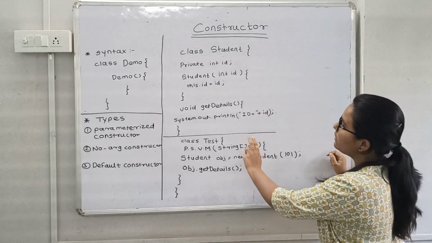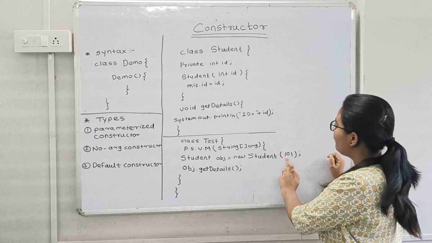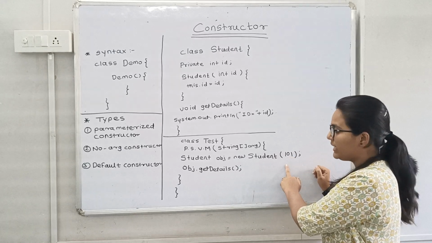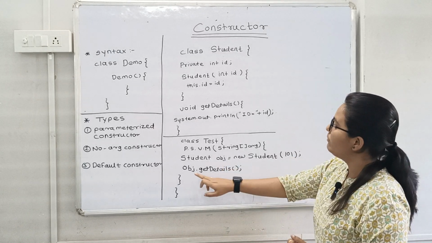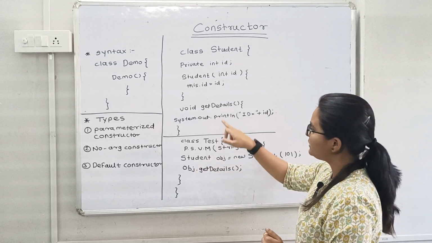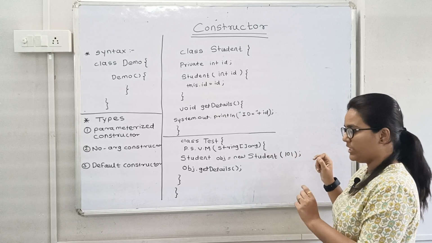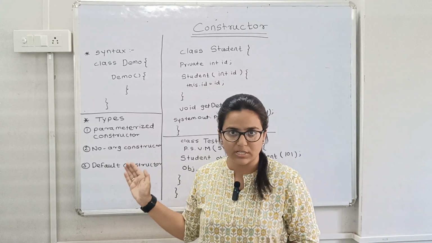is that the parameterized constructor is invoked at the time of object creation, and we put the value inside this parenthesis, and it is stored in the heap area, and this reference is stored in the stack area, and by using this reference, we call this method getDetails, and the output is id is 10101, and this is all about the constructor.